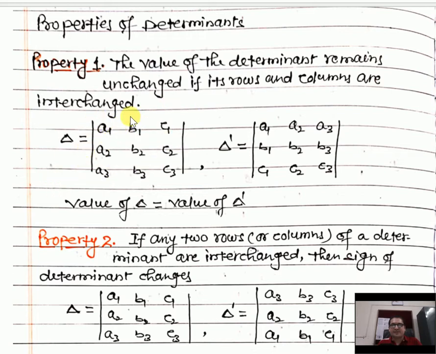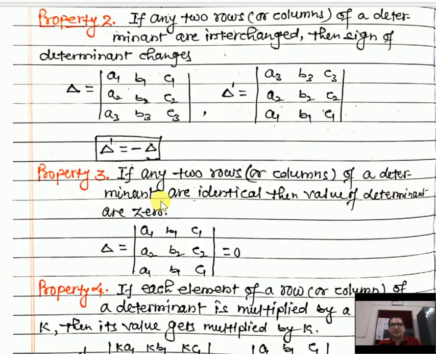Suppose this determinant is given: a1, b1, c1, a2, b2, c2, a3, b3, c3. If you change rows into columns, r1 is converted into a1, b1, c1, r2 is converted into a2, b2, c2, and r3 is converted into a3, b3, c3. So the value of this determinant and the value of the new one will be equal to each other. There is no difference.